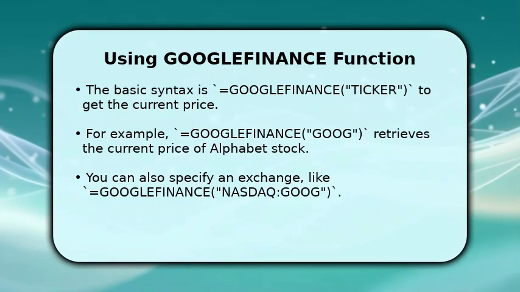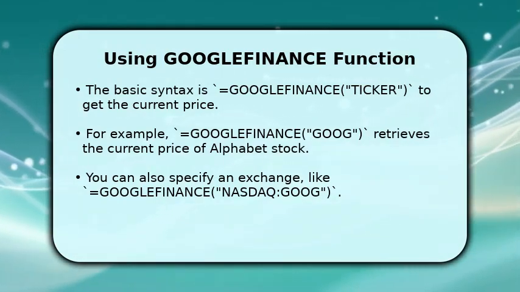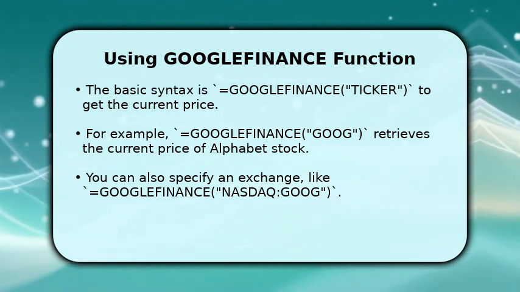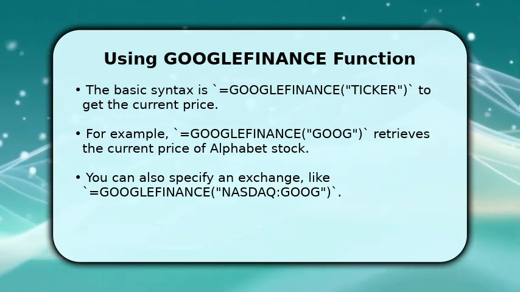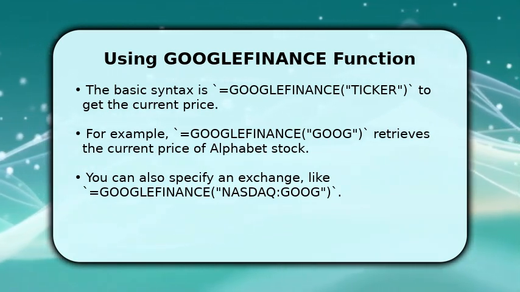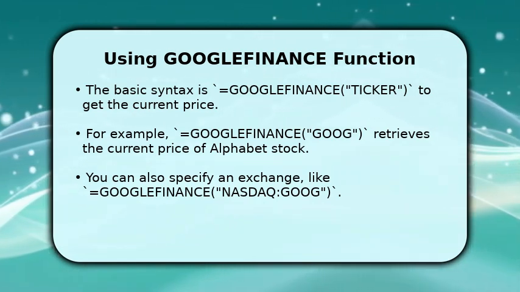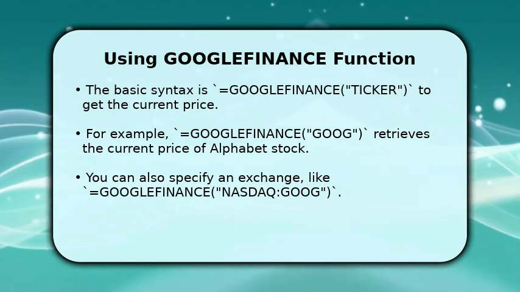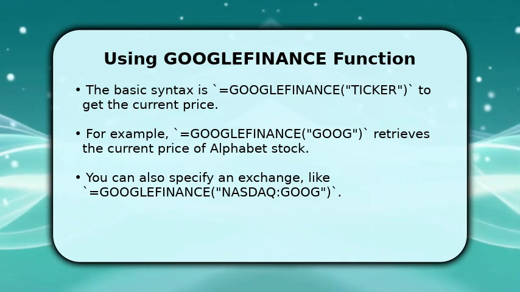To begin, type equals Google Finance into any cell, followed by an opening parenthesis. Then, enter the stock ticker symbol in quotation marks like Goog for Google and close the parenthesis. Press Enter, and the cell will display the current stock price. This simple function is the foundation for pulling a wide array of financial data directly into your sheet, making it incredibly easy to get started.